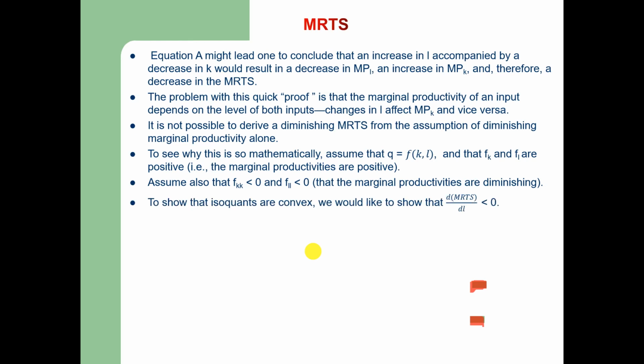To show that the isoquants are convex, we would like to show that the change in marginal rate of technical substitution with respect to labor is negative, that is less than zero. Because marginal rate of technical substitution is the ratio of the partial derivative of output with respect to labor divided by the partial derivative of the production function with respect to capital. So, the change in marginal rate of technical substitution divided by the change in labor is equal to the change in the ratio of marginal productivity of labor and marginal productivity of capital with respect to labor.